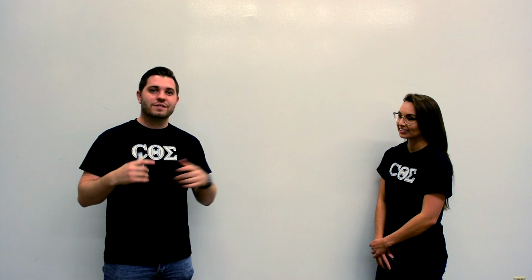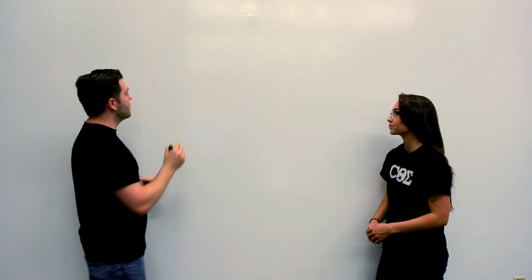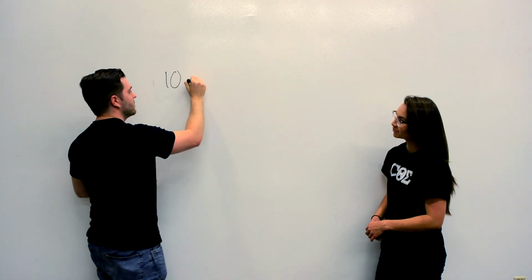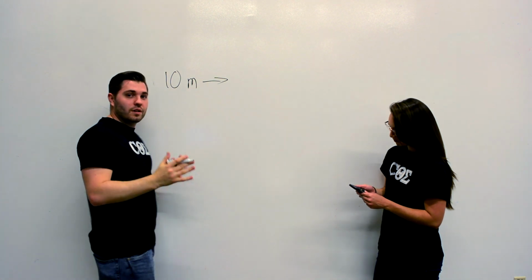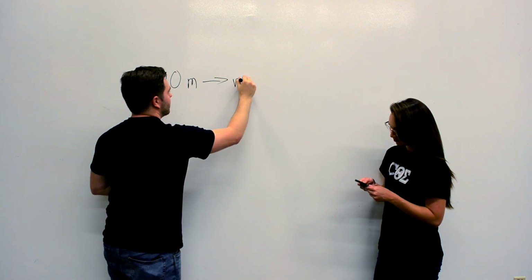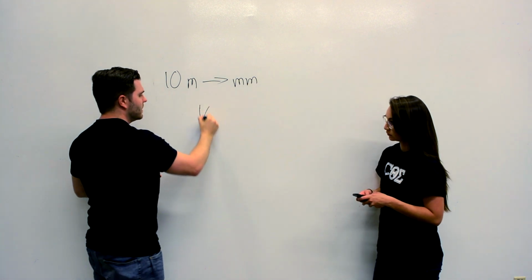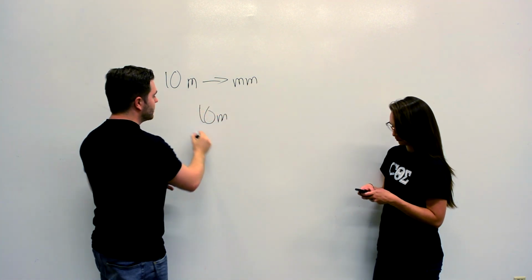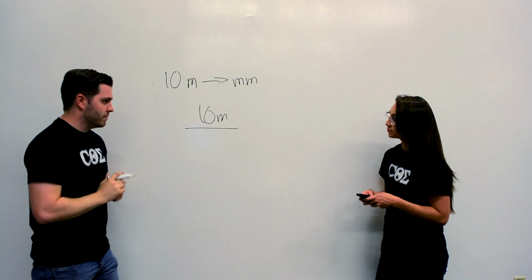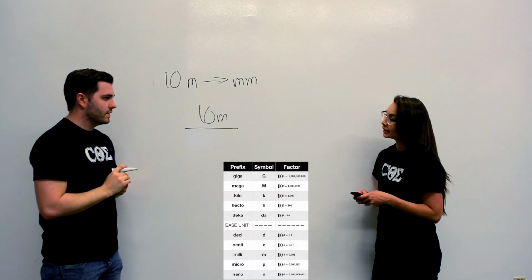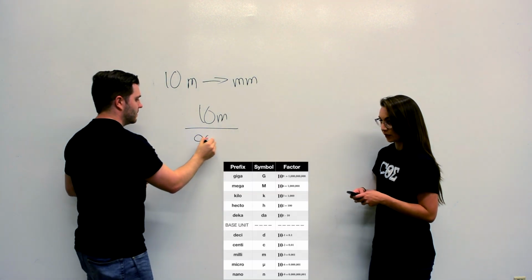Alright, so we've seen what it's like to go from small to large. Now let's see what happens when we flip that. So, we're going to start with 10 meters, and we're going to convert that over to millimeters. So this is already in our base unit, so we don't really have to do anything to it. But we are still going to divide. What are we going to divide it by, Britt? 0.001.